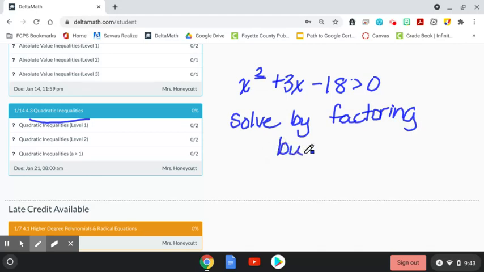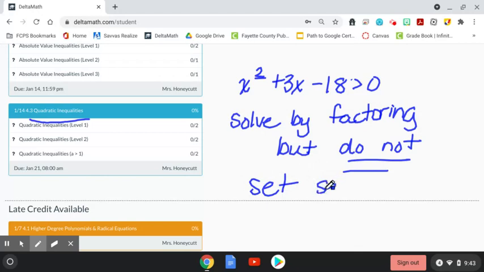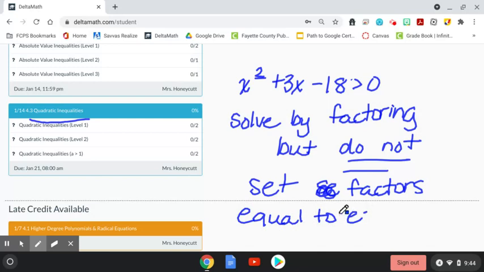But do not, I'm going to say this now because this is where students usually make the mistakes, do not set factors equal to 0. That's the main thing to remember for this entire lesson. So let's look at some of these and get started.